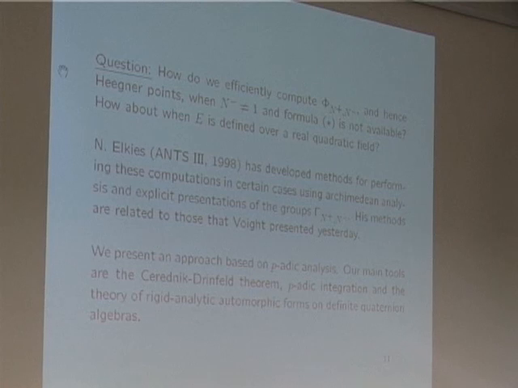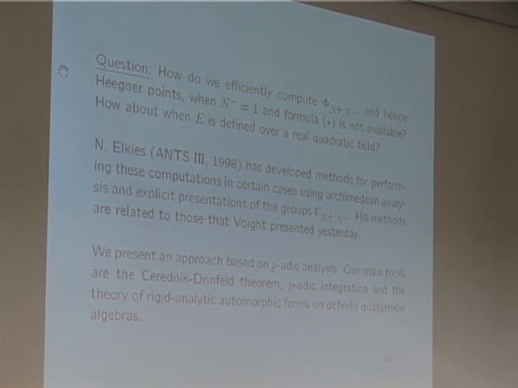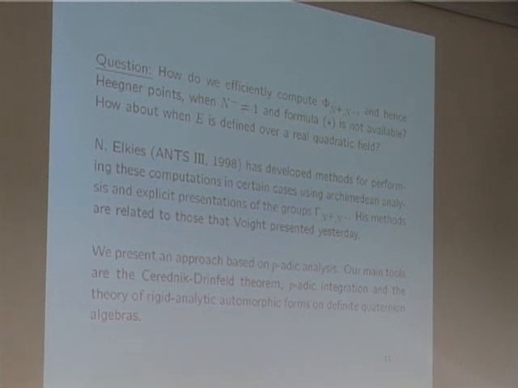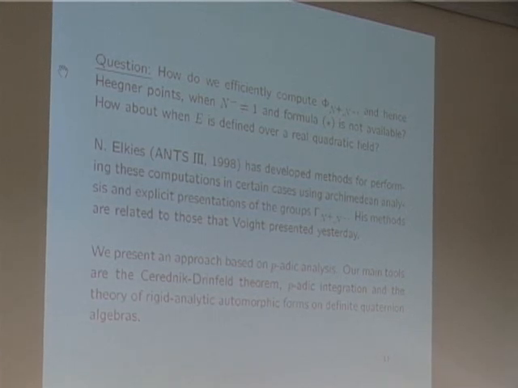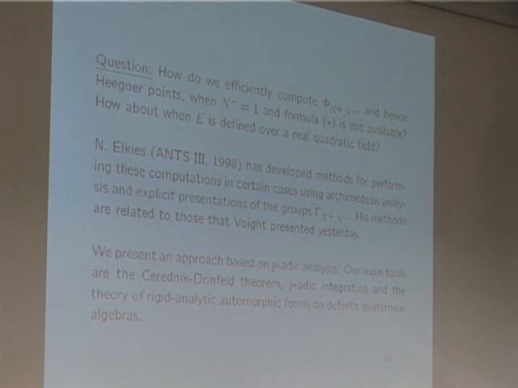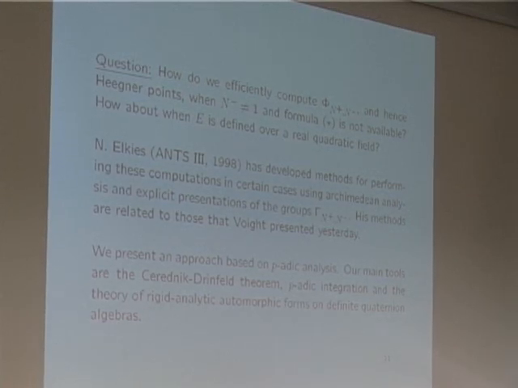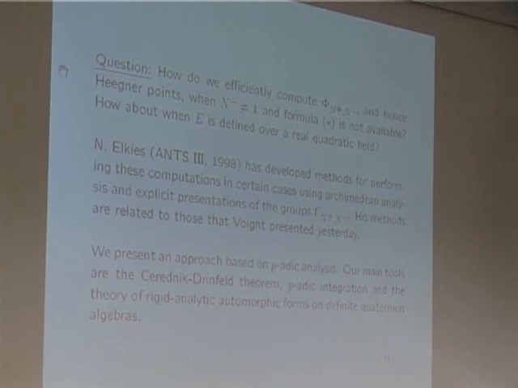Some work has been done on this before. Noam Elkies, at a previous Algorithmic Number Theory Symposium 8 years ago, developed some methods for performing these computations in certain cases using Archimedean analysis, where he used specific presentations of the groups gamma n plus n minus. And this is very much related to what John was talking about yesterday.